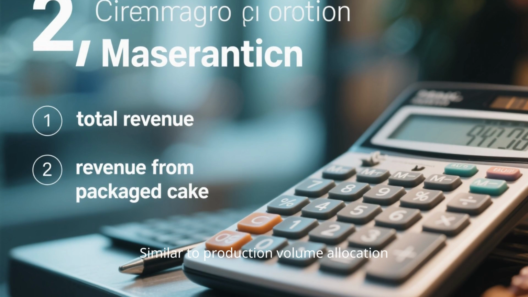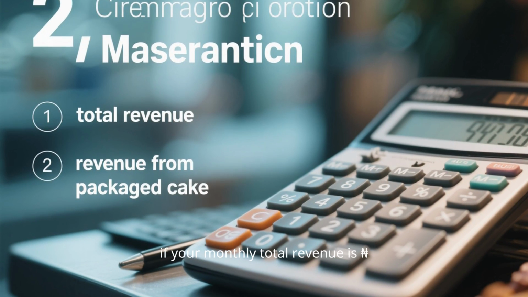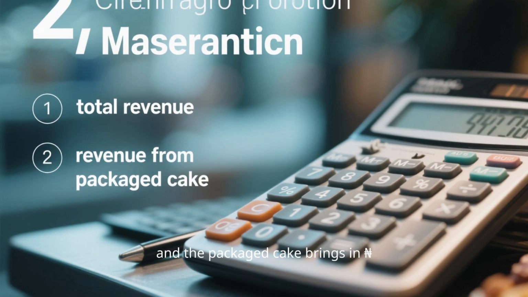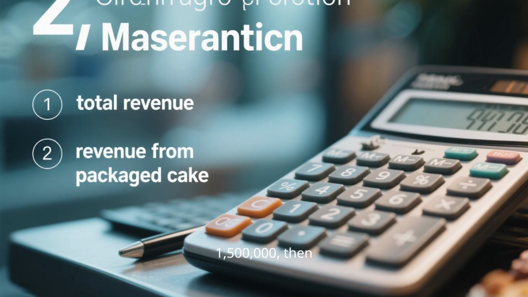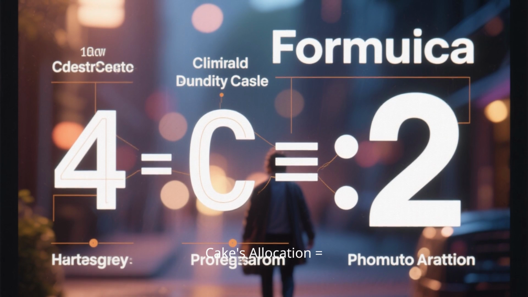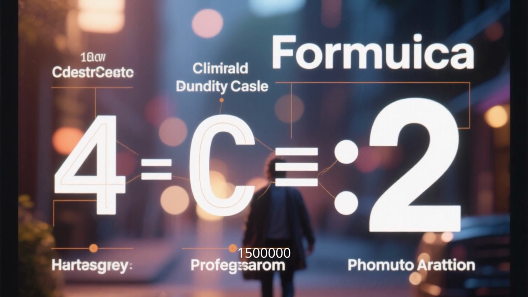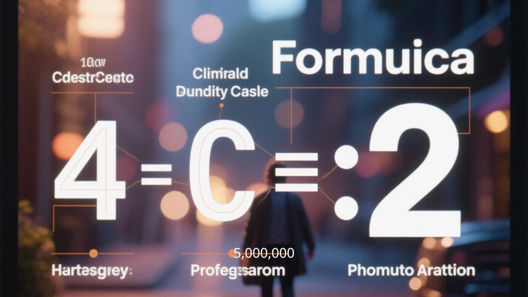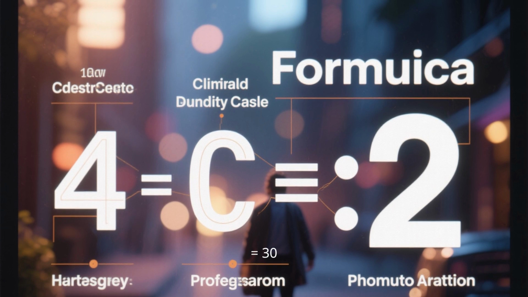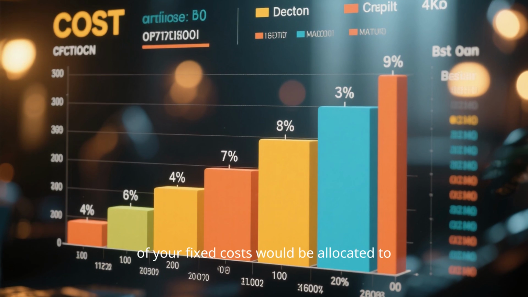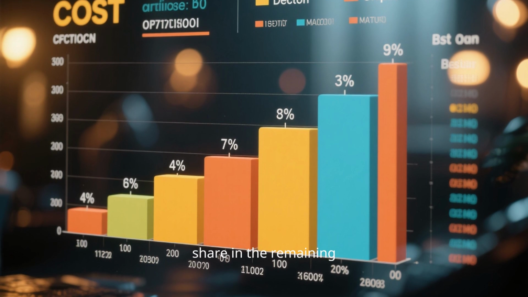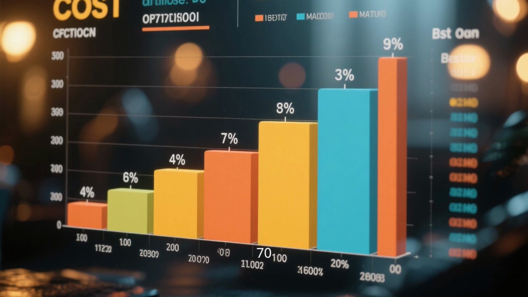For example, similar to production volume allocation, if your monthly total revenue is 5 million Nigerian nairas and the packaged cake brings in 1,500,000 Nigerian nairas, then cake's allocation equals 1,500,000 divided by 5,000,000 equals 30%. So, 30% of your fixed costs would be allocated to packaged cake, while the other products share in the remaining 70%.